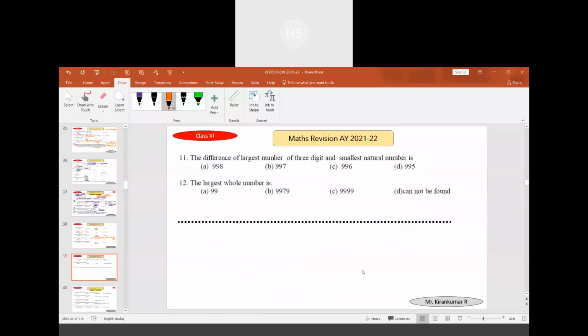Okay, the difference of the largest number of 3 digits and the smallest natural number is... Option A. Which is the largest number of 3 digits? Triple nine, 999. And the smallest natural number, 1. 998.